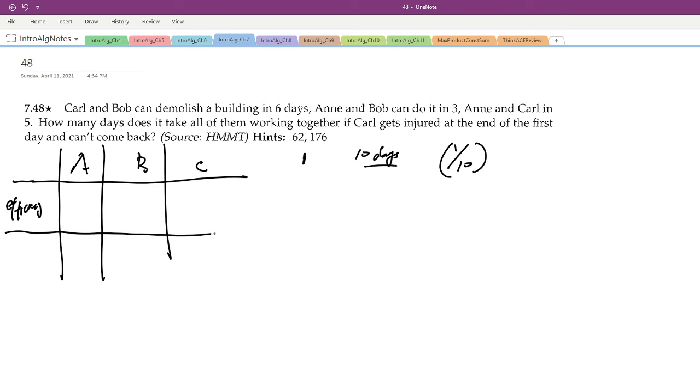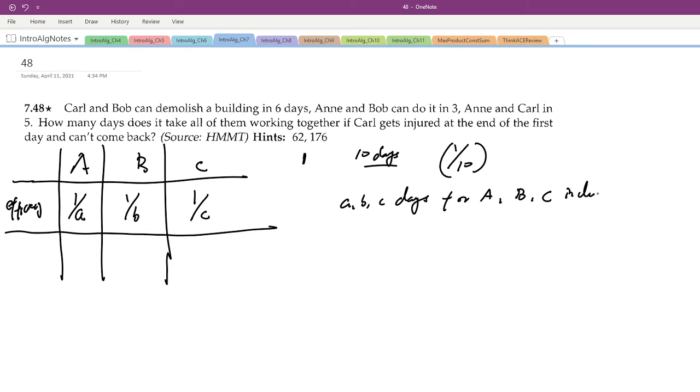Let's say it takes 8 days for A to work alone. Then A's efficiency is 1 over 8, right? So A days for A to finish, B days for B to finish, and C days for C to finish. A, B, C are the days for A, B, C individually to complete.